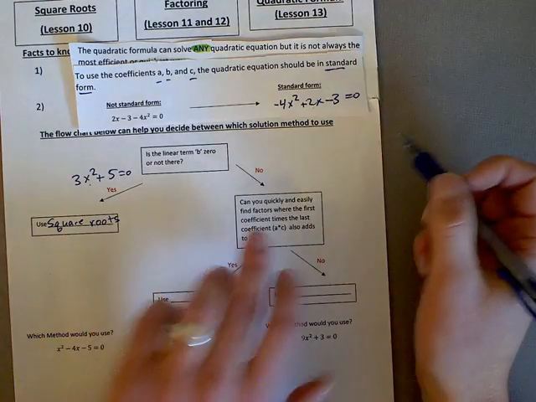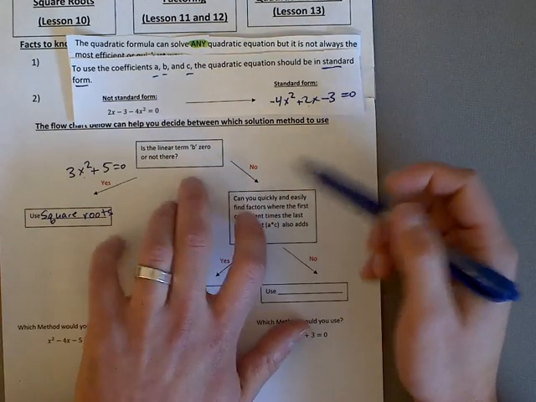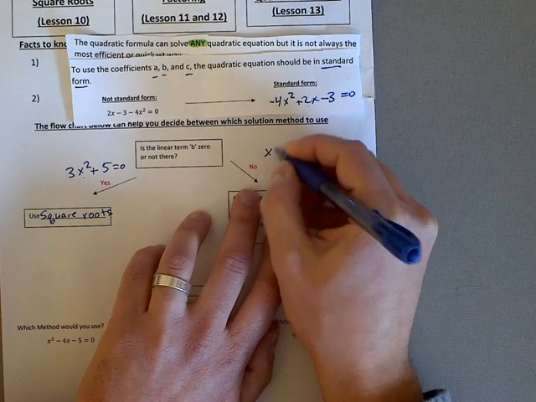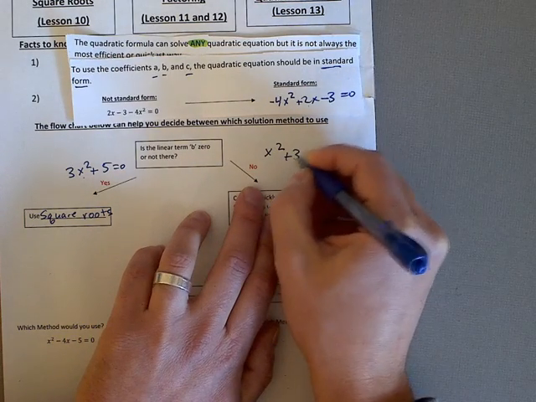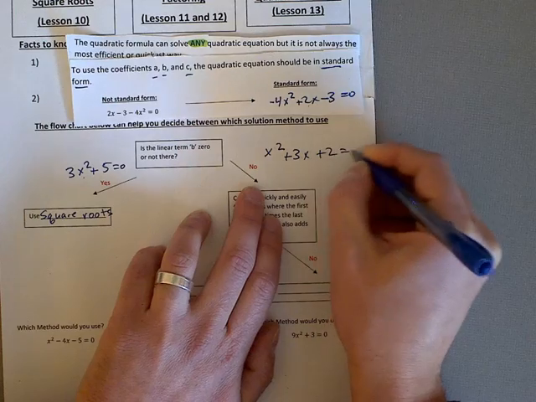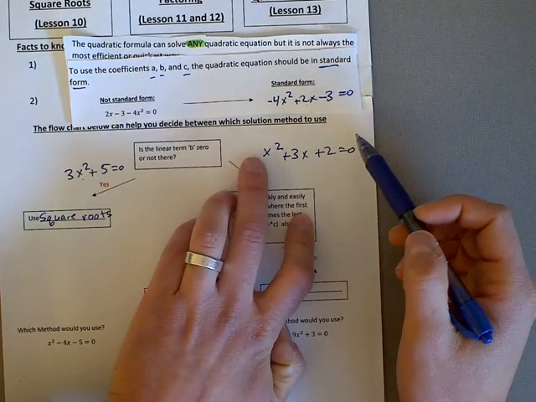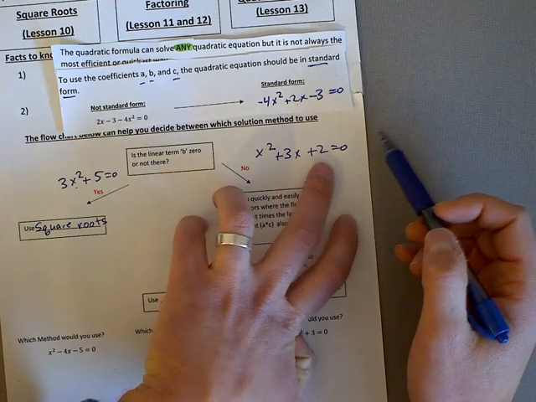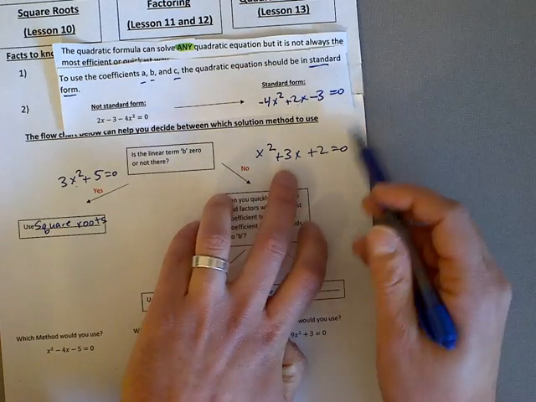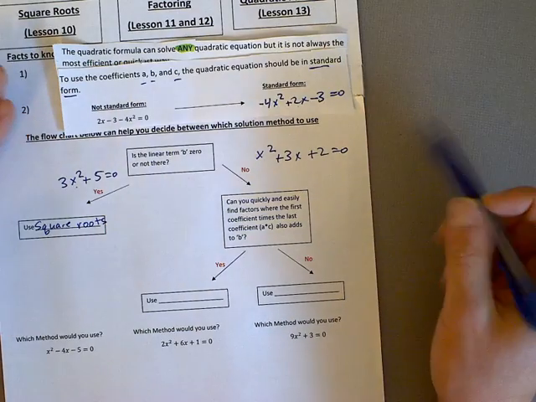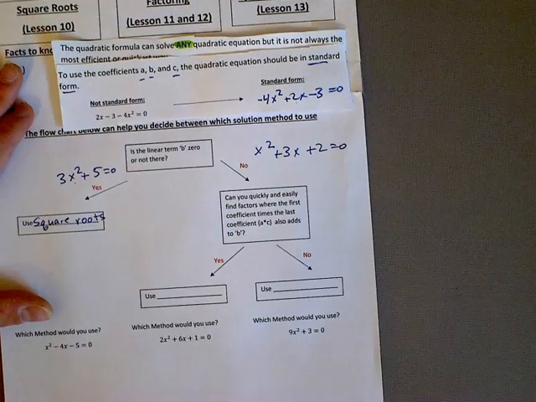Now, in a lot of cases, the middle term will be there. For example, you can take x squared plus 3x plus 2 equal to 0. So you have a 1, b 3, c 2. The middle term is there. Then you can break it up into two other questions to decide between factoring or the quadratic formula.